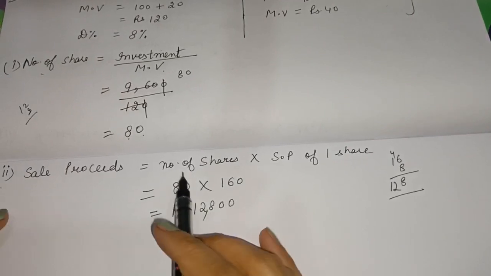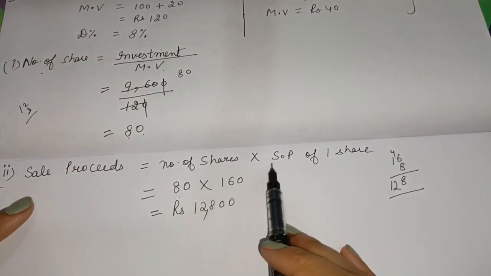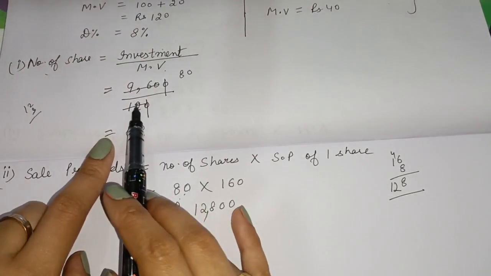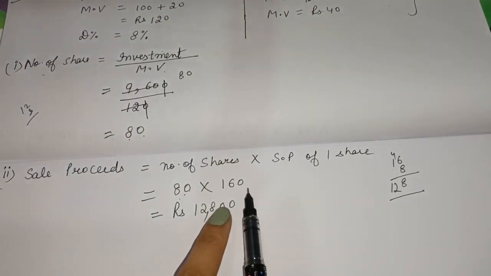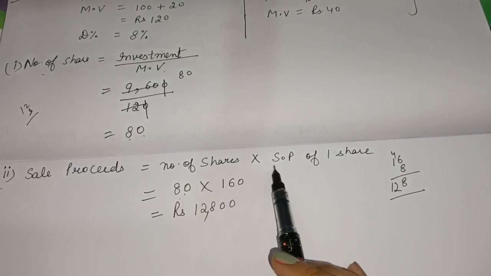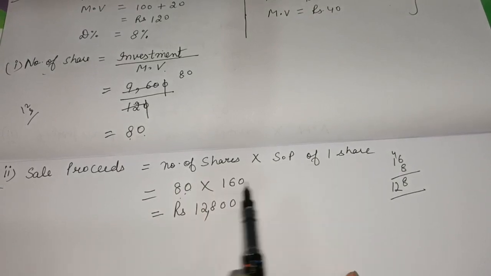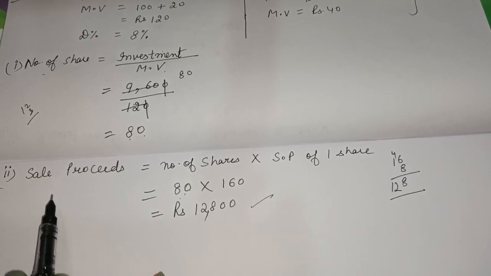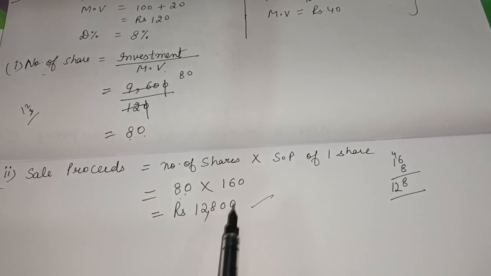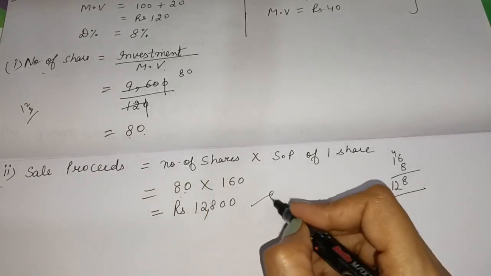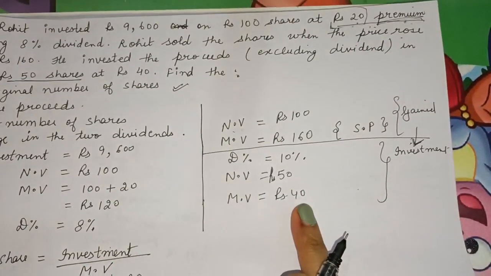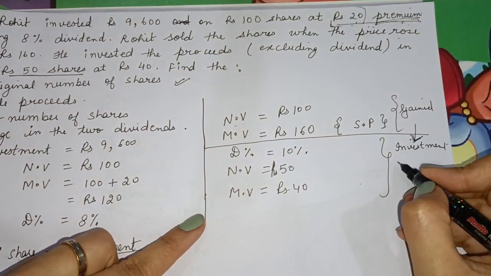Sale proceeds is equal to number of shares into selling price of one share. Number of shares is 80, which we found in the first part, and when he is selling, MV is 160. For that reason the selling price of one share is 160 this time. So we got sale proceeds 12,800. See, only this sale proceeds he is investing now. Here I'll write, this investment is how much?